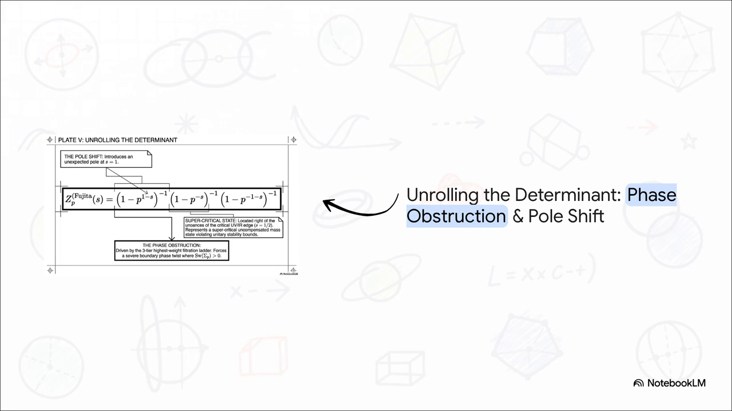So what does this three-tier defect actually do to our equations? By substituting the weight parameters into the determinant, we unroll the explicit Fujita local component Z_p squarely in the center. Look closely at that first factor, 1 minus p to the 1 minus s, inverted. This introduces a totally unexpected pole exactly at s equals 1. This is a supercritical state. In our thermodynamic framework, anything to the right of the critical UV/IR edge at s equals 1/2 represents an uncompensated mass state, and that completely violates unitary stability bounds.